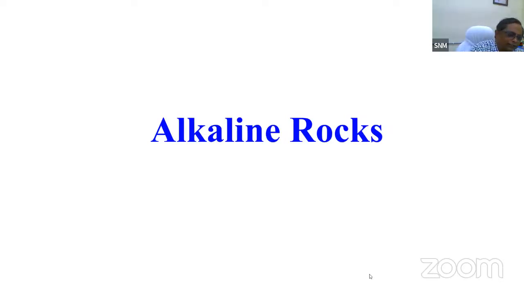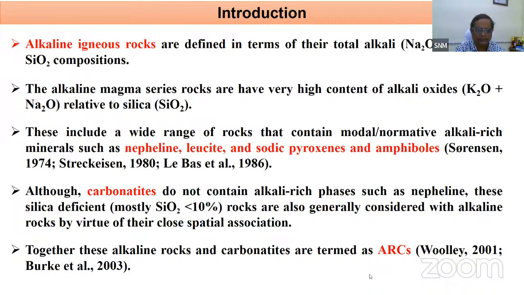Now I have more or less covered, though very briefly, anorthositic rocks. And now I am moving to the alkaline rocks. Everybody knows the alkaline rocks are chemically defined as highly alkalic compared to the silica, so they are termed alkaline. And these alkaline magma series also have a series of rocks which are chemically and petrogenetically related. They contain very high K2O plus Na2O relative to the silica.